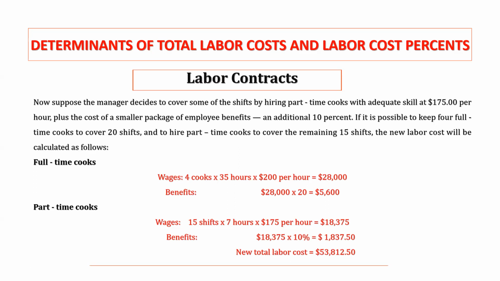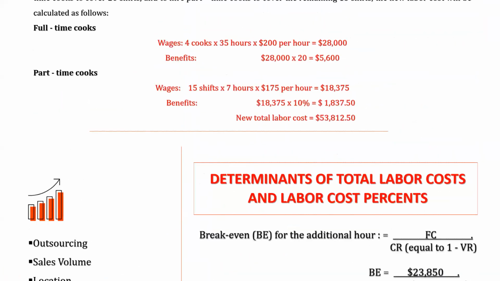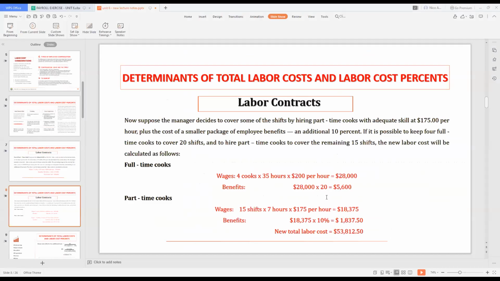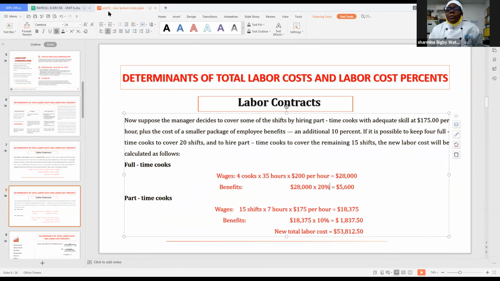So remember, you have 4 full-time cooks and they work 35 hours at $200 per hour. So that would be $28,000. Remember, they have a 20% benefit, so you have to add the benefits into that as well. So that's 20% of, sorry, that's 20% of, I'm not sure why I have 20 here instead of 20%. That's 20% of the 28,000.